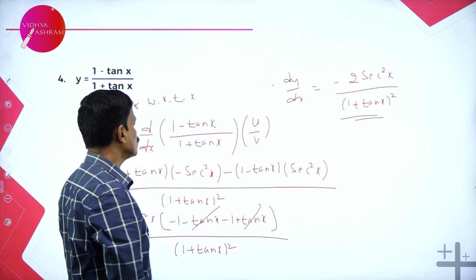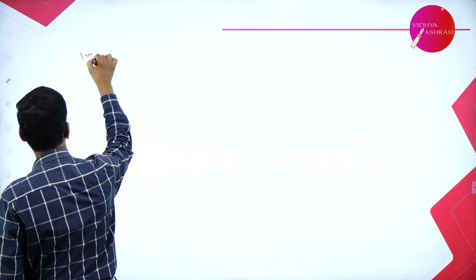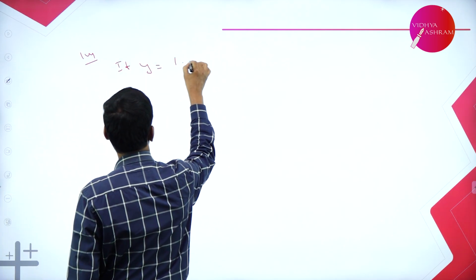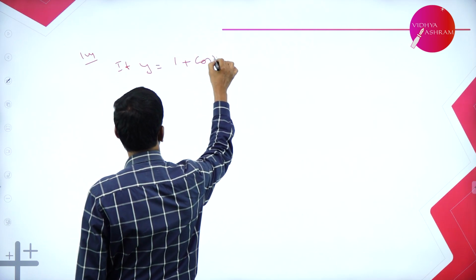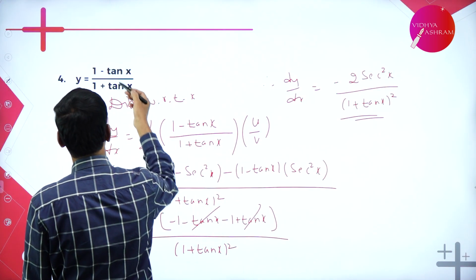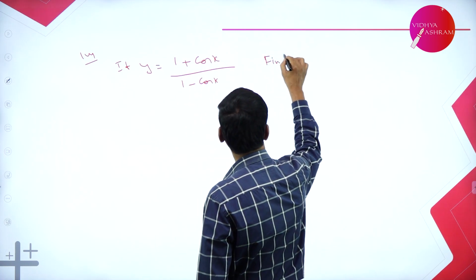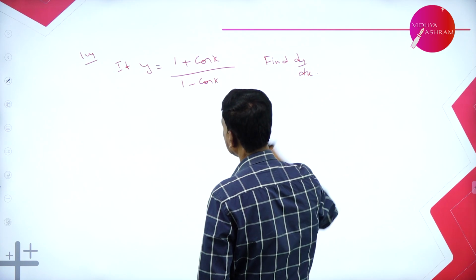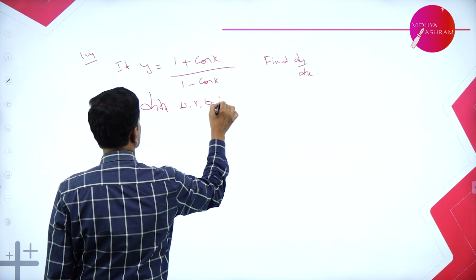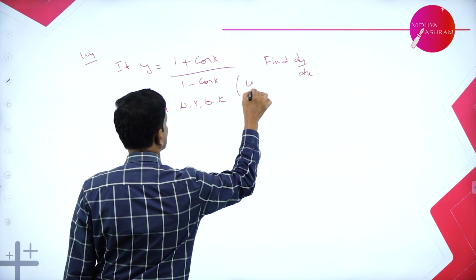Right. Now this is how we are going to differentiate this. Suppose it is like this, we can do this. If y is equal to (1 plus cos x) divided by (1 minus cos x). So here it was (1 minus tan x) by (1 plus tan x); now it is (1 plus cos x) by (1 minus cos x). Find dy/dx. Now differentiating with respect to x, what happens? This is dy/dx, u by v method.